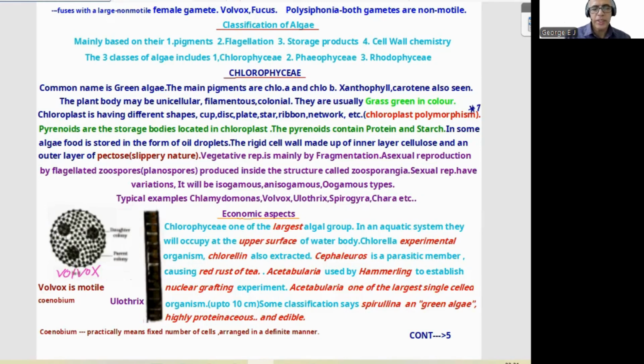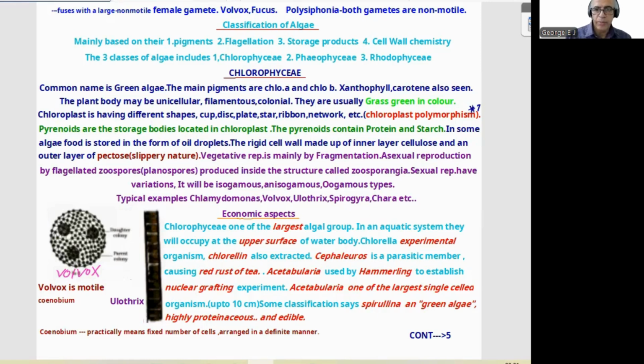Now, storage bodies are called pyrenoids, seen in the chloroplast. Pyrenoids contain protein and starch. In some algae, food is stored in the form of oil droplets. Chlorophyceae has a rigid cellulosic cell wall, and there is an outer layer of pectose, slippery in nature. Spirogyra is slippery due to pectose. Vegetative reproduction is mainly by fragmentation. Asexual reproduction is mainly by flagellated zoospores. Motile spores are called planospores, and they are produced inside a structure called the zoosporangium.